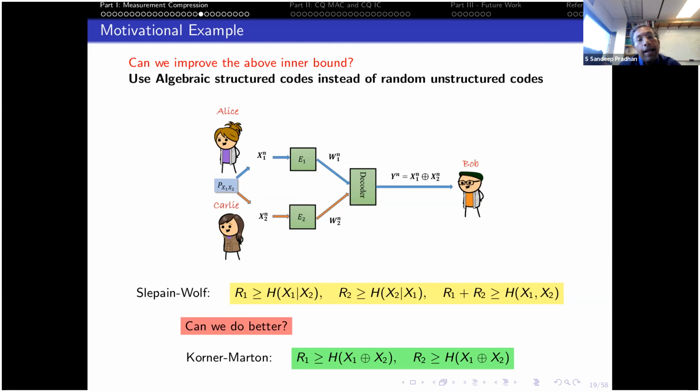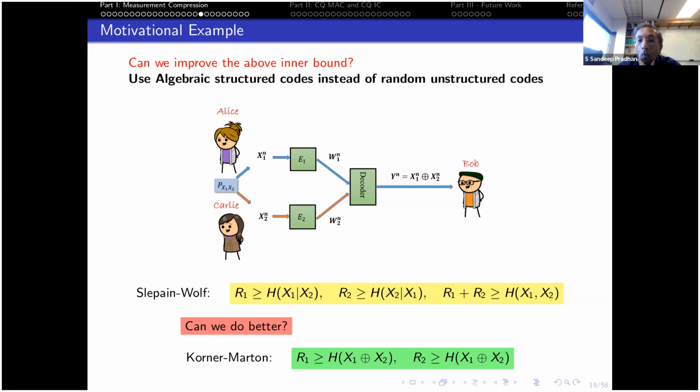So here we have Alice and Charlie. Now they are observing two components of a classical source. This is completely classical, with joint statistics given by x1 and x2. Let us say Alice is in Ann Arbor and Charlie is in Purdue, and we know the temperatures in Ann Arbor and Purdue are related. So Alice would do a measurement in Ann Arbor and Charlie would do a measurement in Purdue, and clearly the temperature measurements are correlated. They want to send that data to, let us say, a CNN weather station.